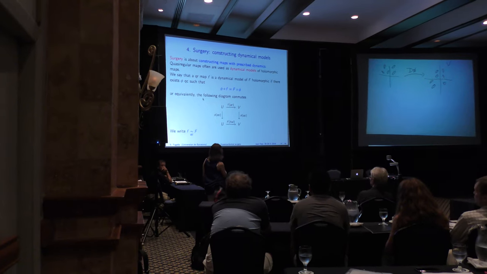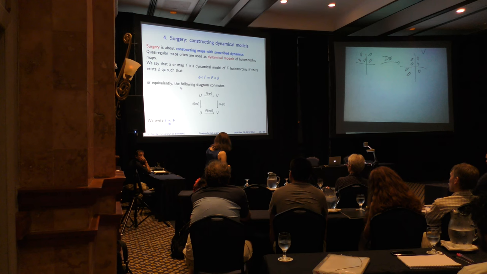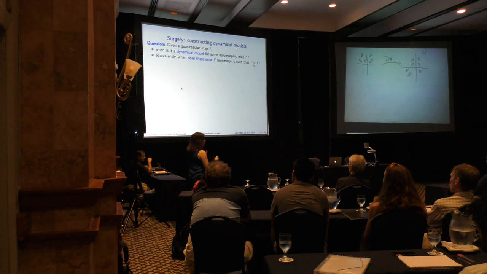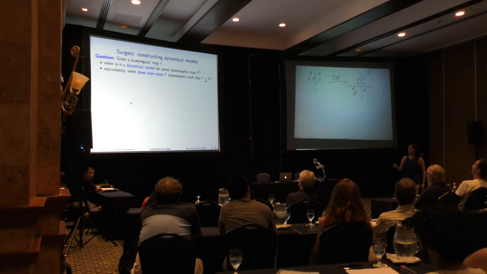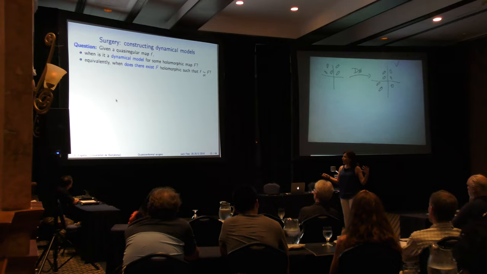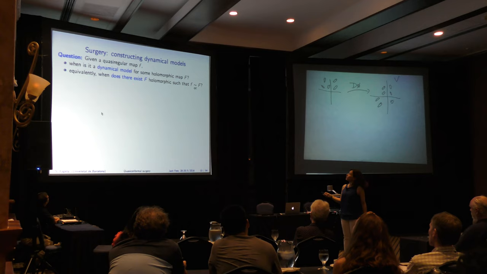Writing like this, F being quasi-conformally conjugate to the model. So surgery is about constructing the model, which is realizable, of course. So you need to know which models are realizable as holomorphic maps and which ones are not. So the question is, if I give you a quasi-regular map, when or how can I know that it is really a dynamical model for a holomorphic one? Okay, so when is it realizable?